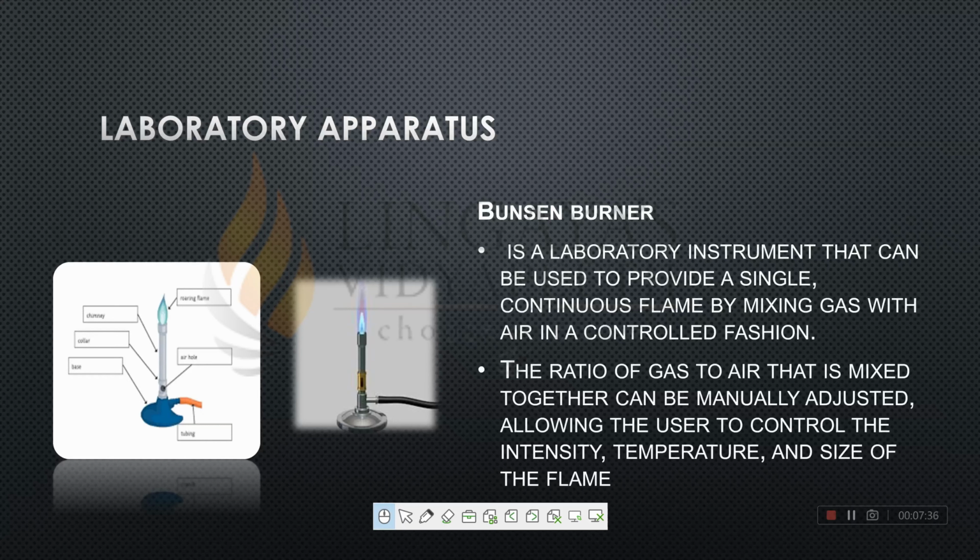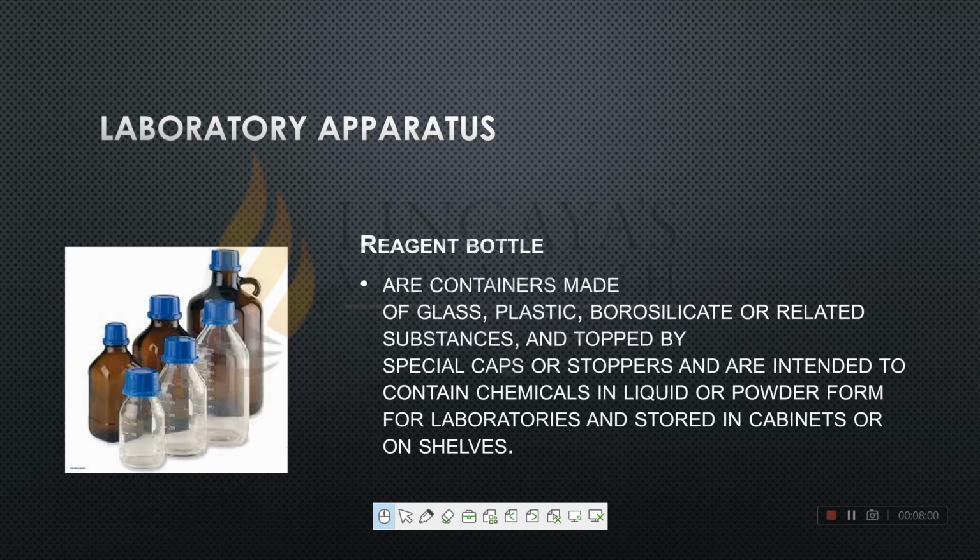The ratio of gas to air that is mixed together can be manually adjusted by the knob which is present in the burner. Alright, so it allows the user to control the intensity, temperature and the size of the flame. Whatever intensity or temperature is required, we can fix in the Bunsen burner.